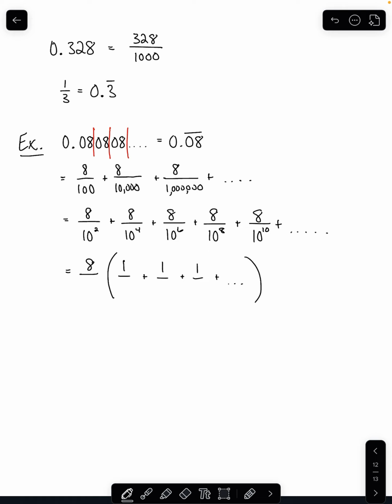Now, as for the denominator, I need to get my first term out as my a. So I'm going to draw a 10 squared out of each of these, which means if I draw a 10 squared out of the first denominator, I'm left with just a 1. If I draw a 10 squared out of the second denominator, I have the other 2 10s, and then the other 4 10s, and so forth. So this gives me my a as 8 over 100.